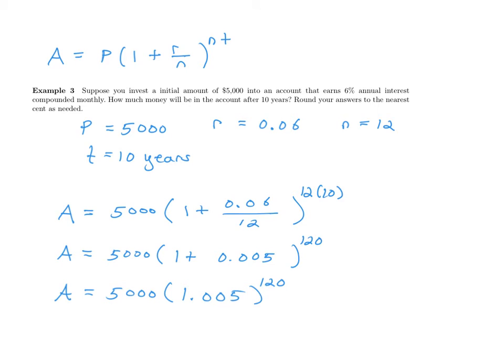5,000 times 1.005 to the power of 120. This is equal to $9,096.98. So over the course of 10 years, with this annual interest rate compounded monthly, we almost doubled the initial investment. All right, so that's it for this problem.